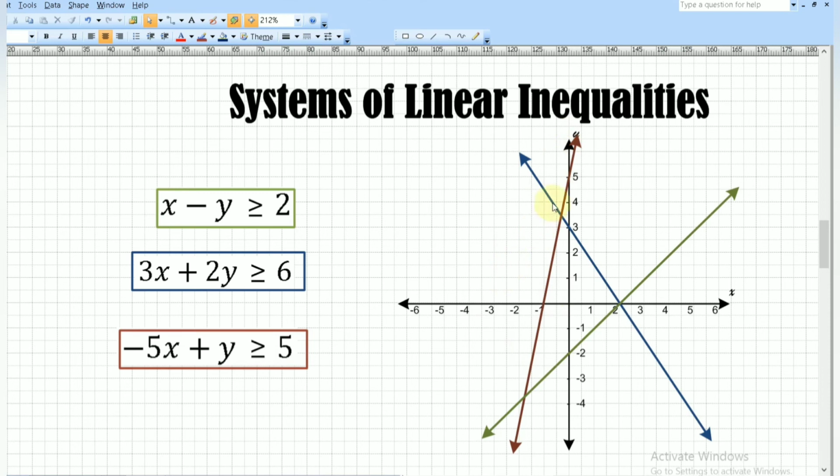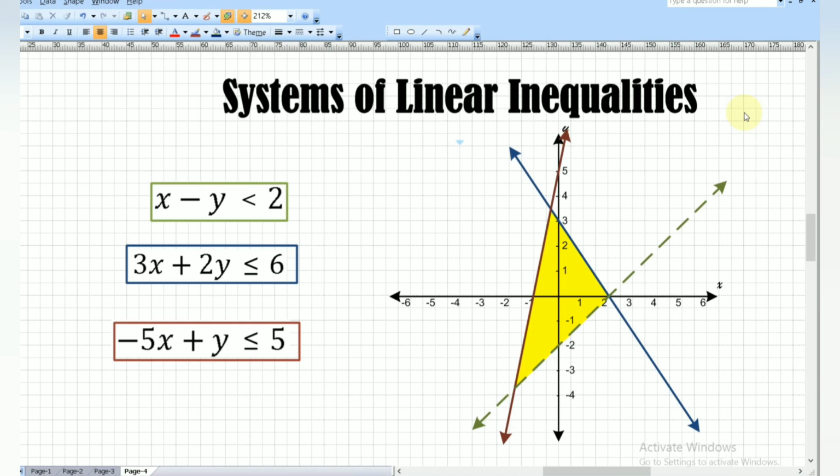So in the end, if this is your system, we have no intersections of all three inequalities. The intersection must involve all, not just two, not just one, all. Since we have no intersections of all inequalities, therefore we have no solution.